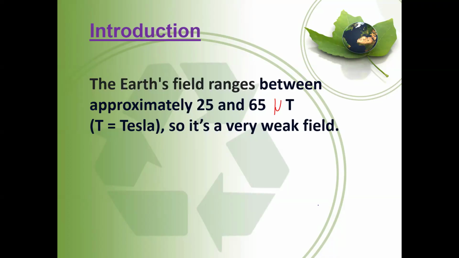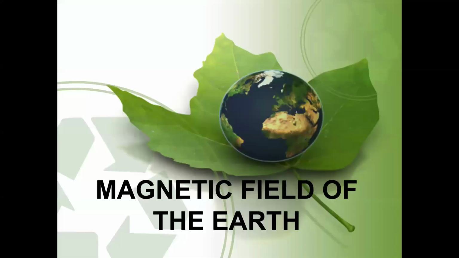Look at the strength. The strength of the Earth's magnetic field is only how much? 25 to 65 micro Tesla. It's a very weak field. So remember this concept that Earth produces a weak magnetic field around the planet. So the heading is magnetic field of the Earth.